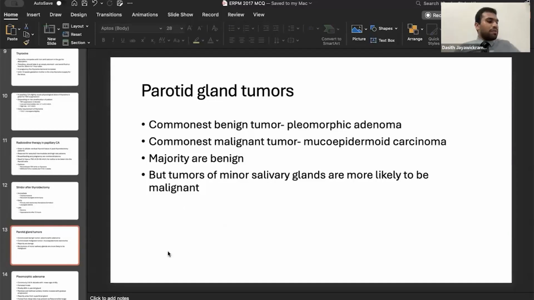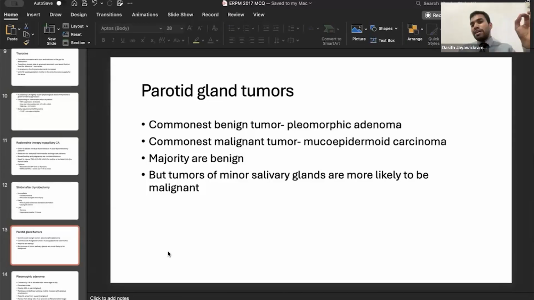So next question. Regarding parotid gland tumors. Okay. Most common is the pleomorphic adenoma. So when you talk about parotid gland tumors, the most common benign tumor is the pleomorphic adenoma. And most of the tumors in the parotid gland are benign. Okay, because when you talk about salivary glands, there are two types: minor salivary glands and the major salivary glands. So, what are the major salivary glands? Parotid, submandibular, and sublingual. And what are the minor salivary glands? Palatine glands, like those.